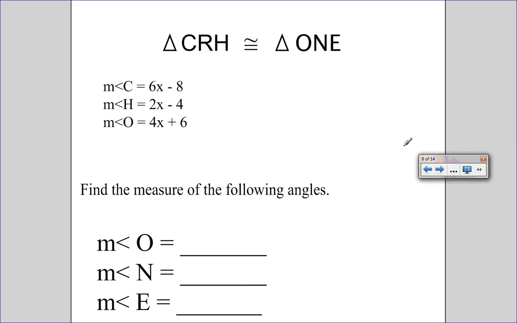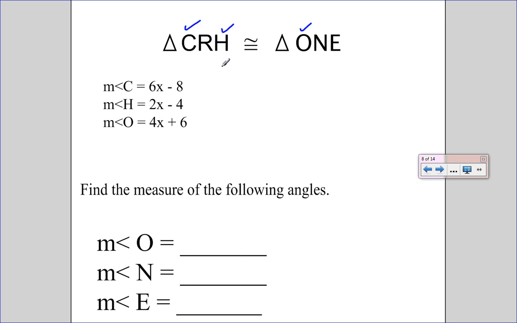All right, let's try this one together. Triangle CRH is congruent to triangle ONE. So I'm giving you angle C, which is right here, angle H, which is right here, and angle O, which is right here. You might be tempted to try to add these three up and equal them to 180, but I'm only giving you two of the three angles in a triangle.